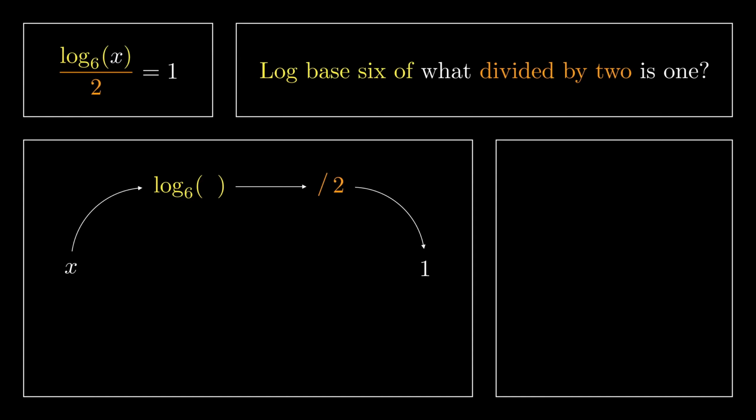So let's invert and reverse. The inverse of dividing by 2 is multiplying by 2. And the inverse of logarithm base 6 is exponential base 6. 1 times 2 is 2. Exponentiated base 6 is 36. Let's check it. Log base 6 of 36 is 2. Divided by 2 is 1. 1 times 2 is 2. Exponentiated base 6 is 36.